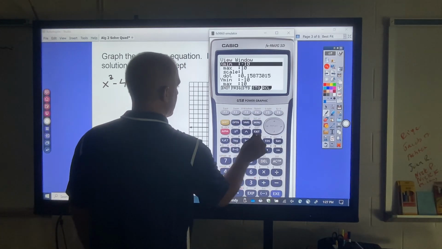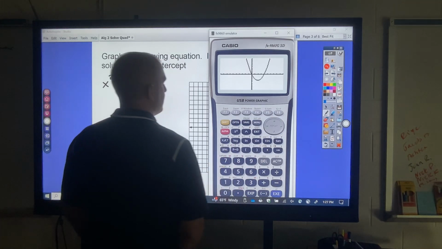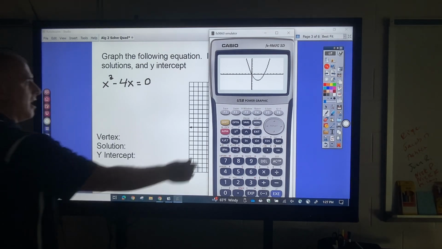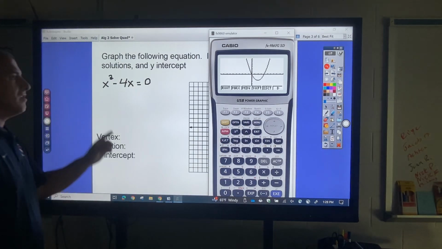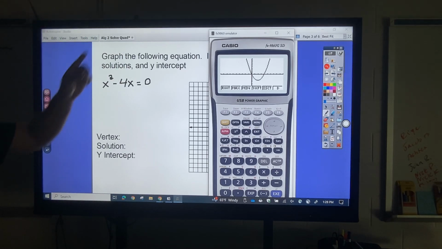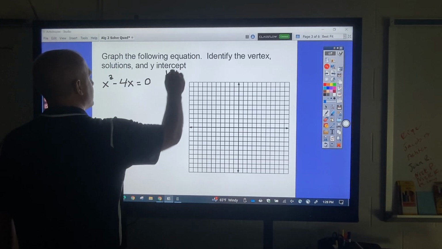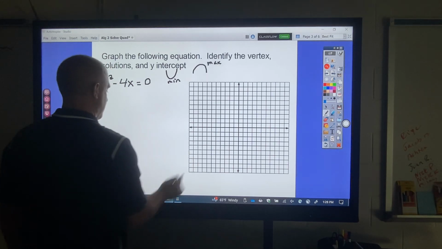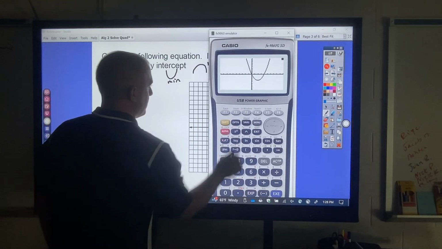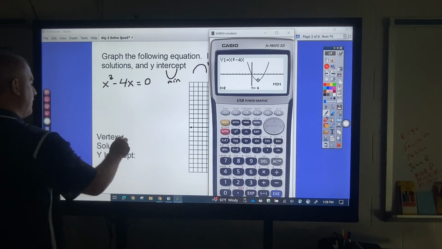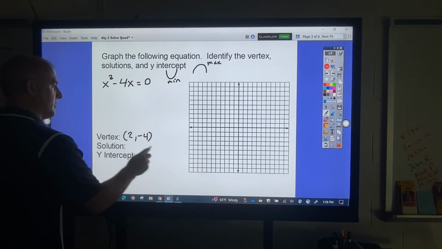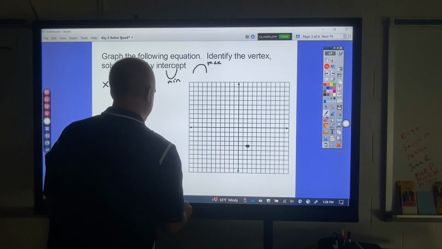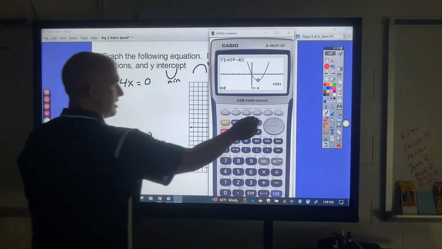And let's say you were at this window here. F3. That's a good window for me. I'm going to hit G-solve. Now, the vertex, when the graph looks like that, that is considered a minimum. When that goes like that, the graph is considered a maximum. So in this case, I select minimum, and it tells me 2, negative 4. So I can plot that point. 2 over, 1, 2, 3, 4 down. There's my vertex.